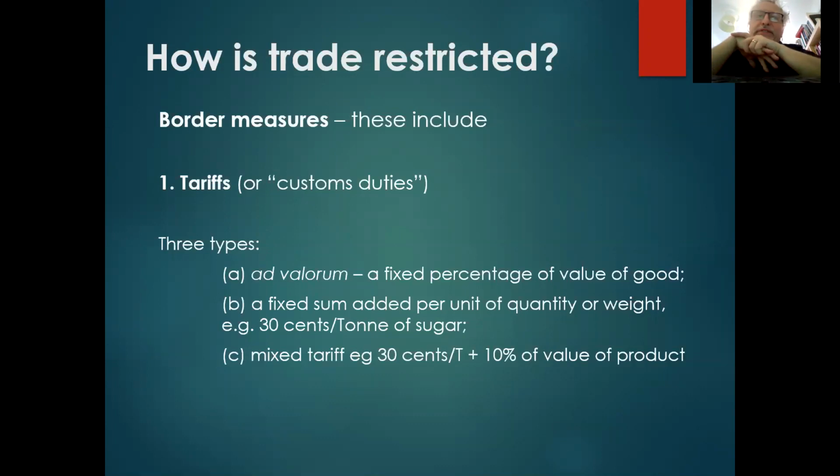Or you can have a mixed tariff, which is elements of both, right? So it could say be 30 cents per ton of sugar plus 10% of the value of the product. So a combination of both. Right.